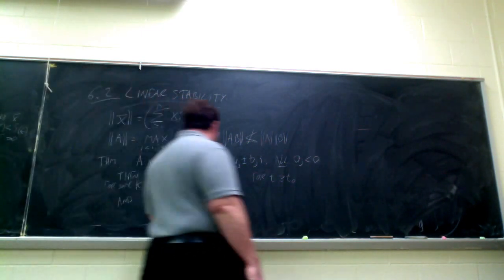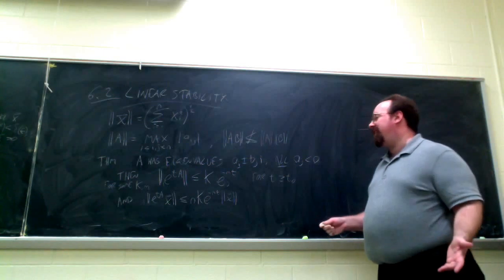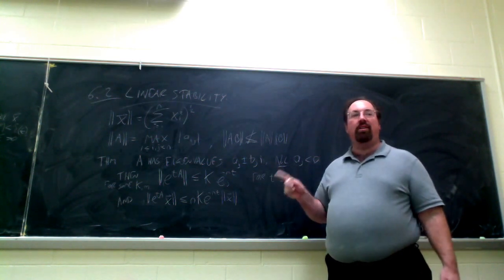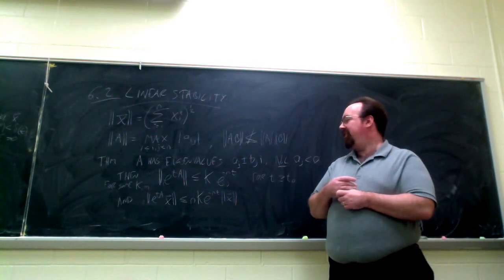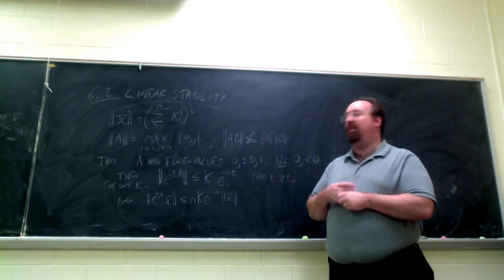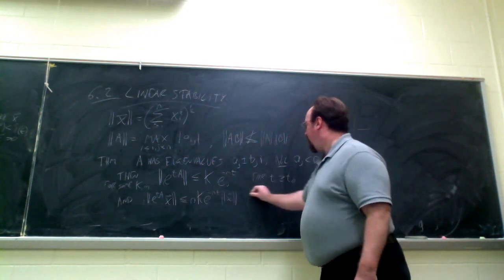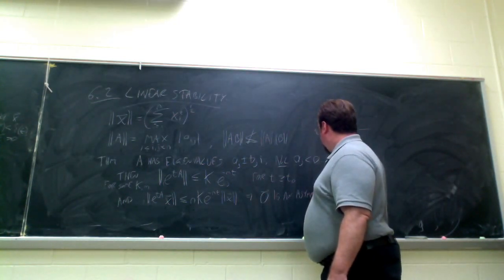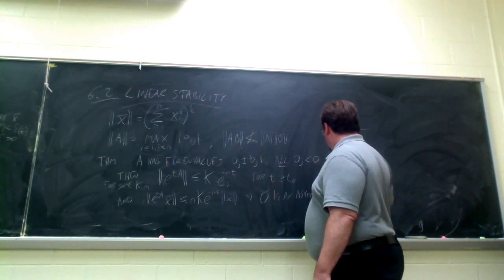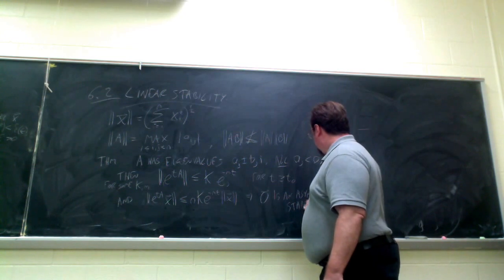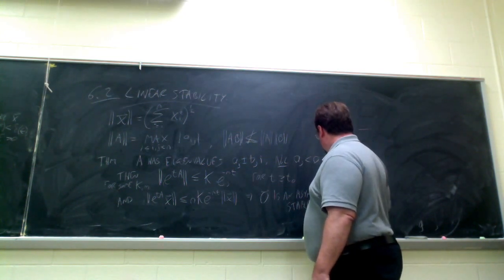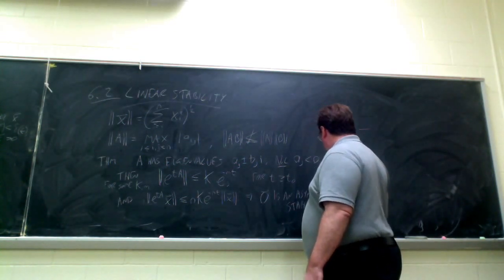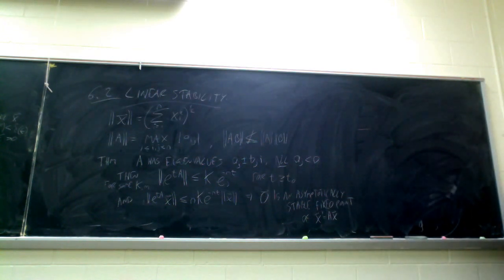Now, if we take a look at the second inequality, x is some sort of initial data. What's going to happen then as t goes to infinity? The exponential goes to 0. Yeah, therefore this is also going to go to 0. So what that means is 0 is an asymptotically stable fixed point of the system x prime equals Ax.